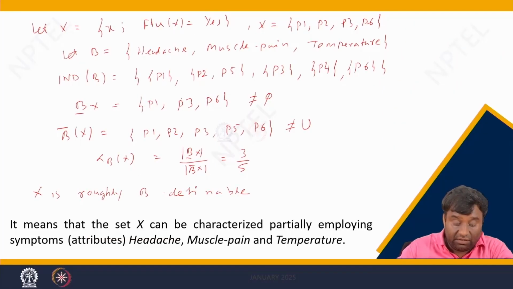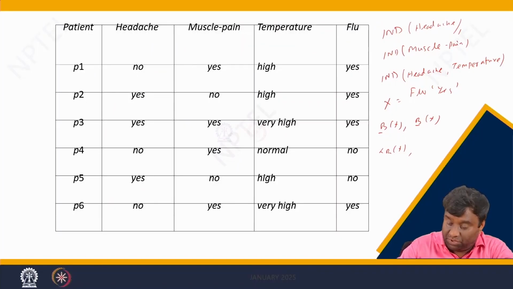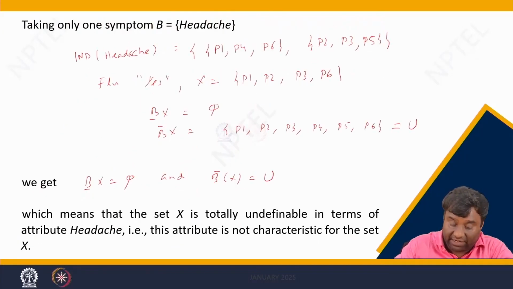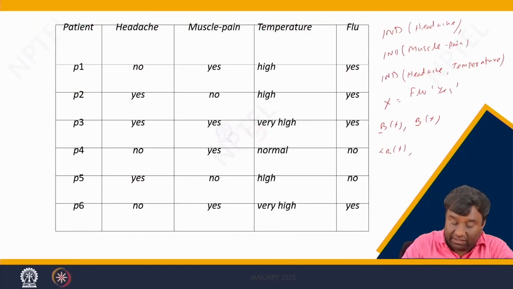Now let X be the target set, X equal to flu yes. So X is the flu yes set, that is P1, P2, P3 and P6. If you go back you can see P1, P2, P3, P6. Now let B be the attribute set. So here B is headache, muscle pain, temperature. Here all three symptoms have been taken.